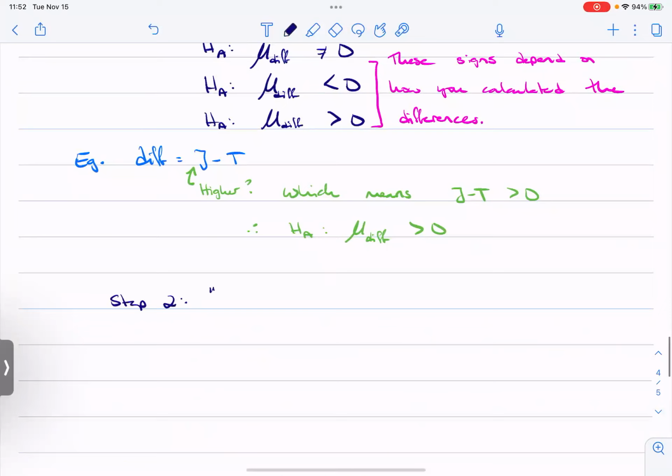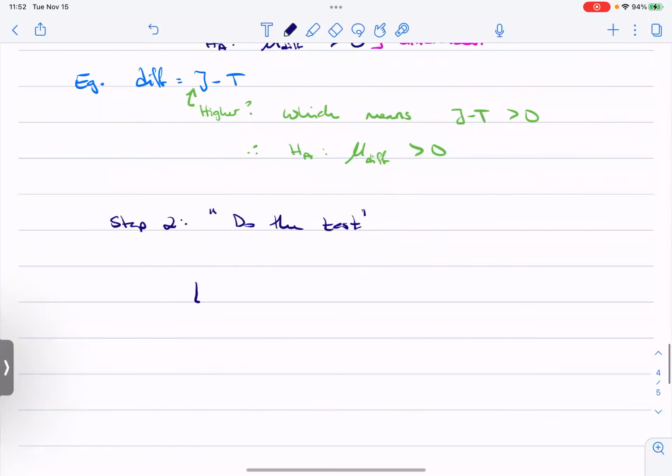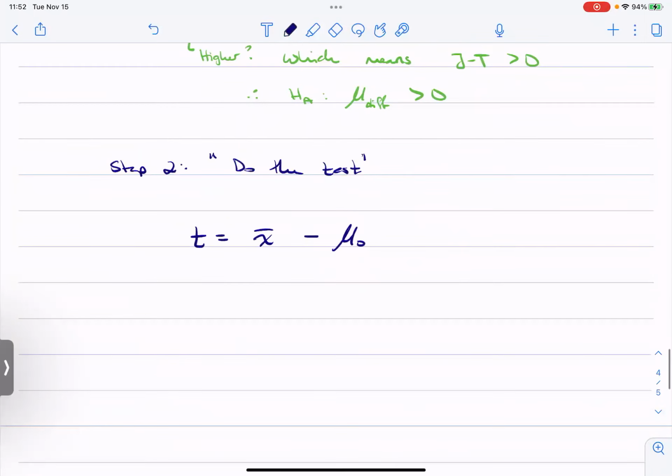Step 2, do the test. We calculate the t again. And again, I'm going to leave a little bit of space to put little subscript diffs just to highlight that they're all diffs, but nothing else is changed. Technically minus mu naught over S over root N.